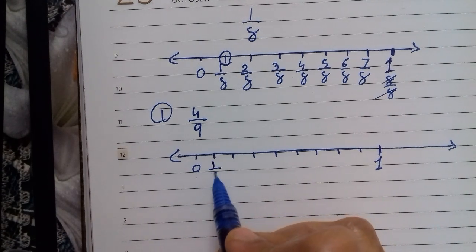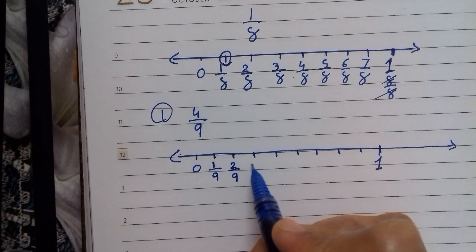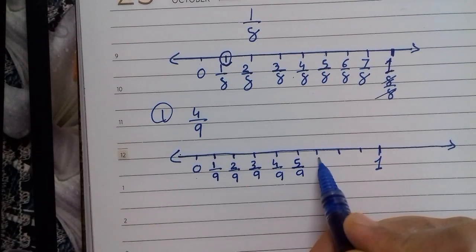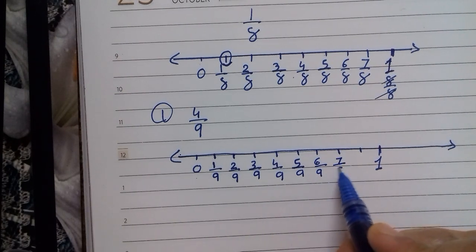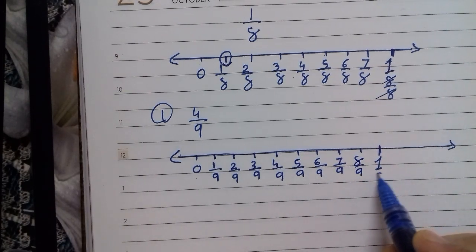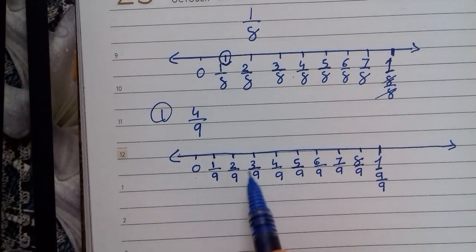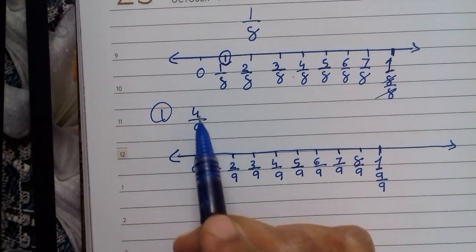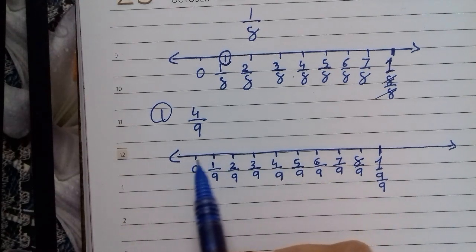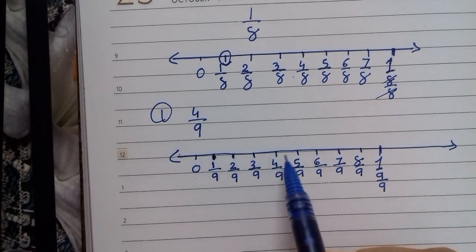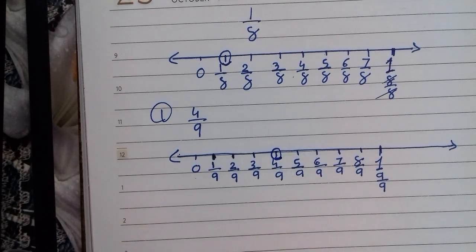Now this 1/9, 2/9, 3/9, 4/9, 5/9, 6/9, 7/9, 8/9 and this is 9/9. 4/9 means 4 of 9 equal parts. That is, count this: 1, 2, 3, 4. So this is your answer.